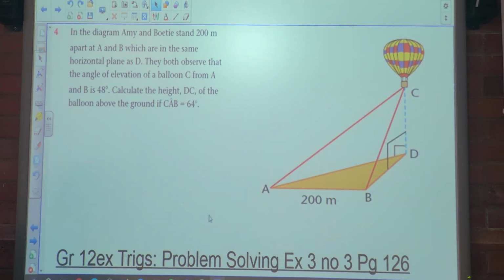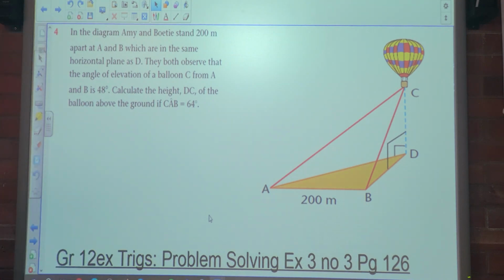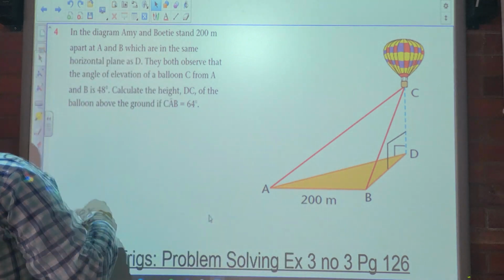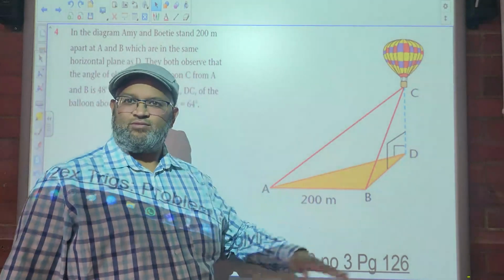Right, so in the diagram, Amy and Bhuti stand 200 meters apart. There's Amy and Bhuti, which are in the same horizontal plane as D. So we're assuming this is the ground, the floor.